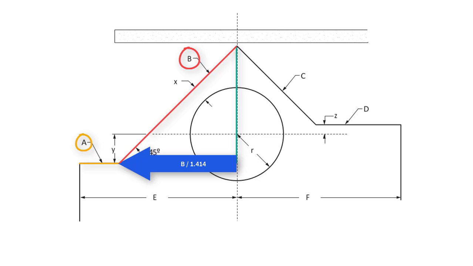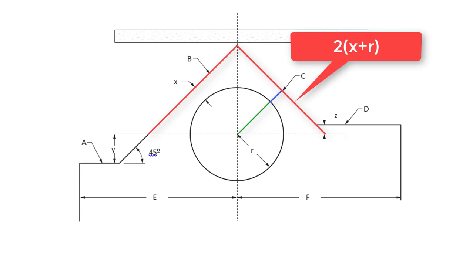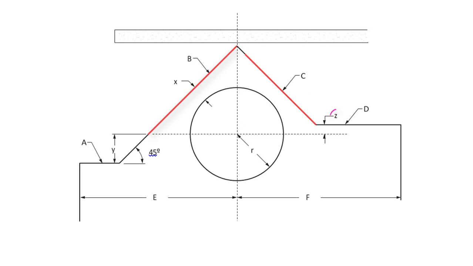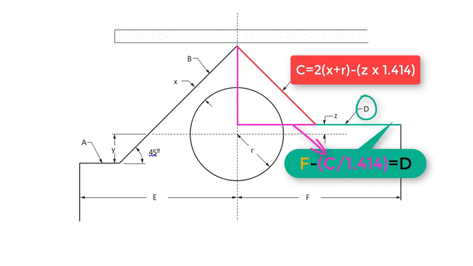Now, the procedure for the other side is pretty much the same. The diagonal to the center line would still be the radius plus the clearance times 2. On this side, though, the length C will be shorter by the amount that we can calculate using Z times 1.414. And now that we have dimension C, we can draw our triangle that gets used to calculate D by subtracting C divided by 1.414 from dimension F.